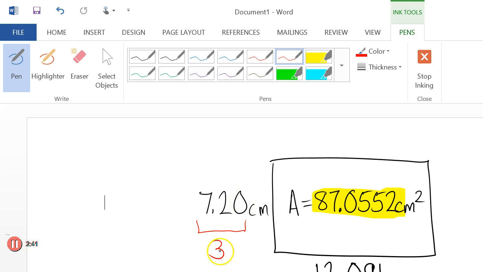Now, my worst measurement out of these two is the one with only 3 significant figures. So I really only know the answer to 3 significant figures. I have to report my answer rounded after 3 significant figures. So I look and I see that I'm cutting off a 5, which makes this 0 round up to a 1. And I report this answer as 87.1 centimeters squared. Then it is rounded correctly.